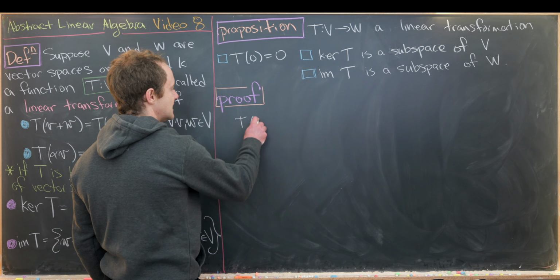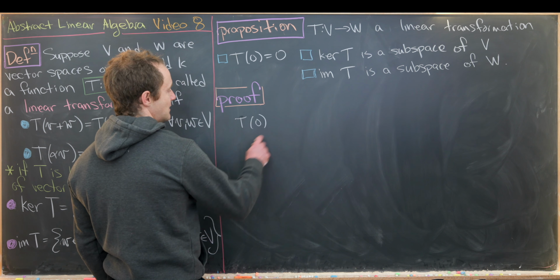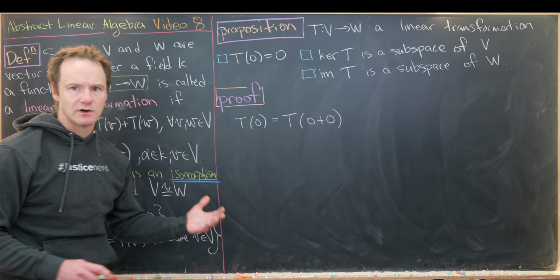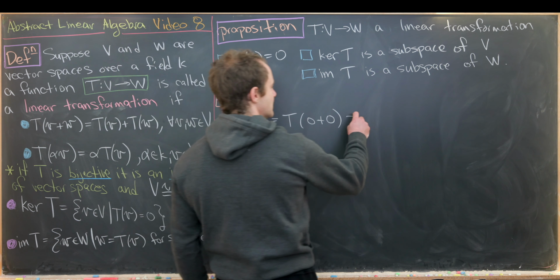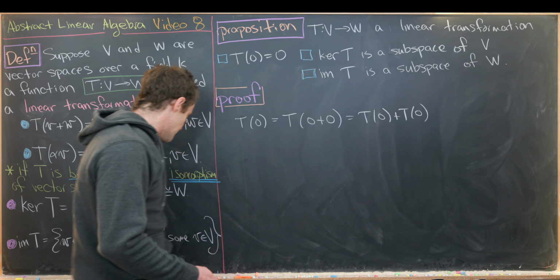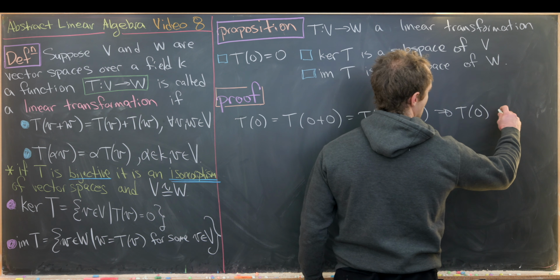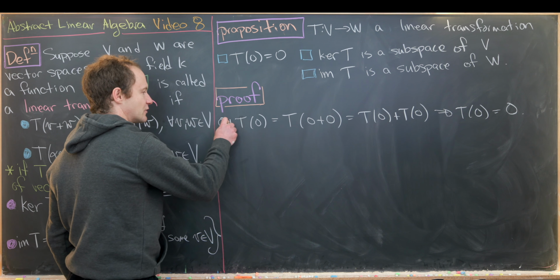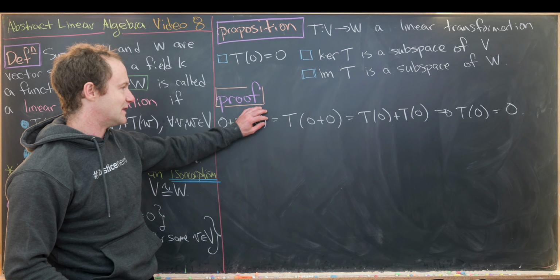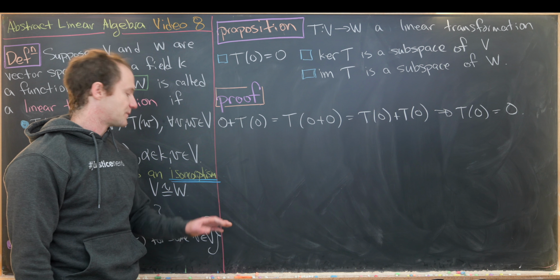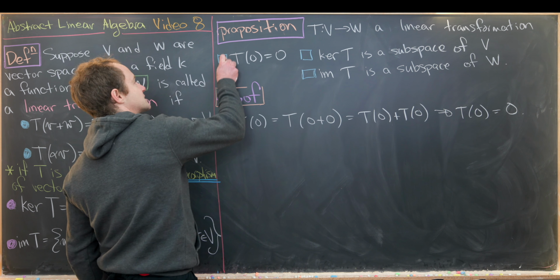So let's take T evaluated at 0. And then maybe rewrite that as T evaluated at 0 plus 0, because 0 is the additive identity, but that's equal to T of 0 plus T of 0. But now we can subtract T of 0 from both sides, and that'll give us just immediately T of 0 equals 0. Maybe if we wanted to, we can add a 0 over here. So we're really just eliminating this T of 0 from both sides of the equation, leaving us with 0 equals T of 0. Okay, so that means we've proven this first condition.